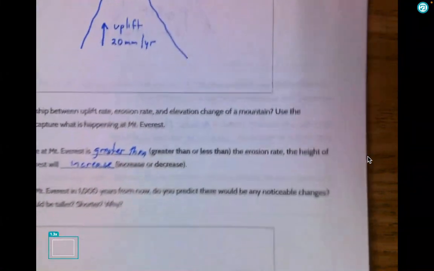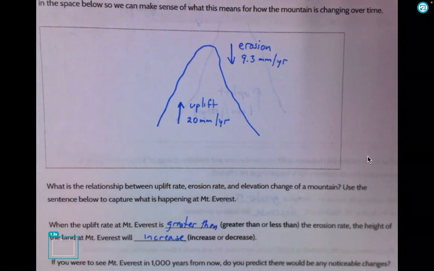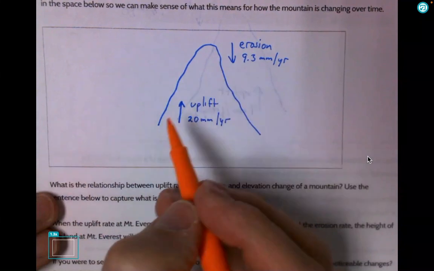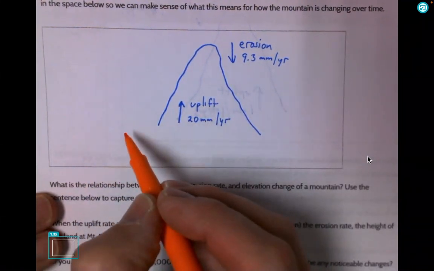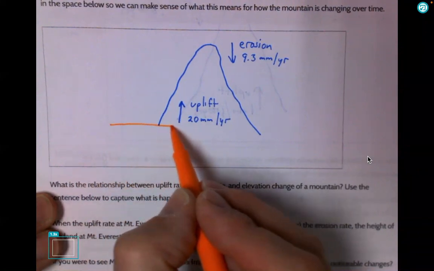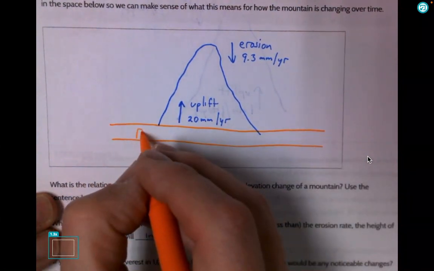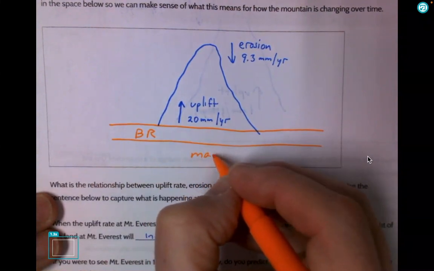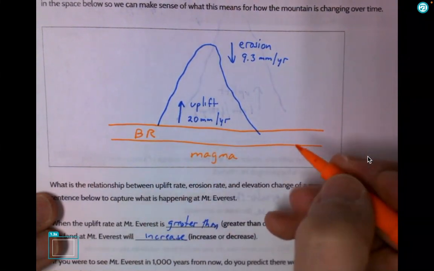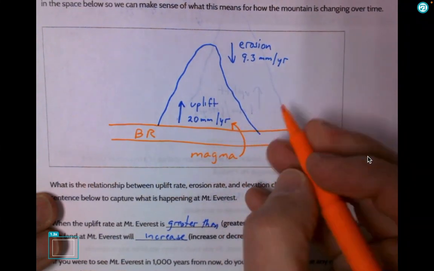So going back to page 1, we wanted to add some more information to this chart. We wanted to add some causes. We know why some of these things are happening. So we talked about it in class, and we said the uplift is happening because plates are moving, and plates are moving because we have magma pushing up. So what we did here is we just drew a layer of bedrock, so BR for bedrock again, and then magma down here. And then we pointed an arrow from magma towards the uplift, saying that kind of causes that.